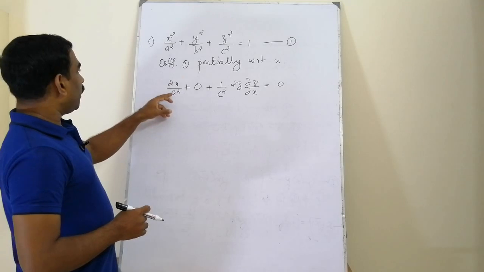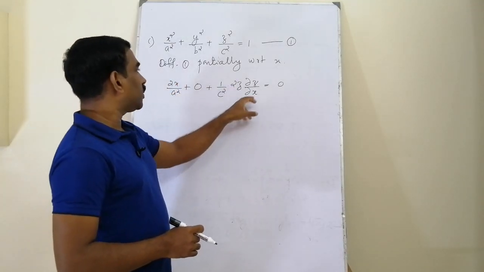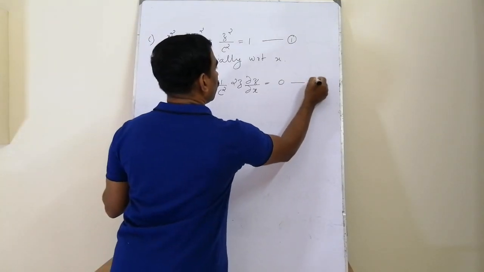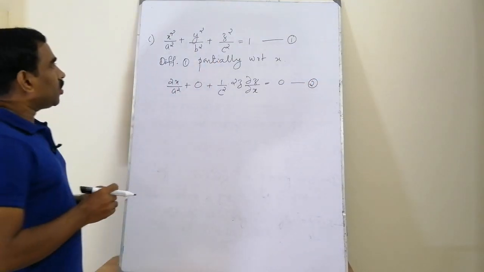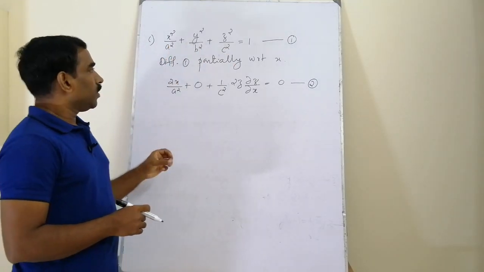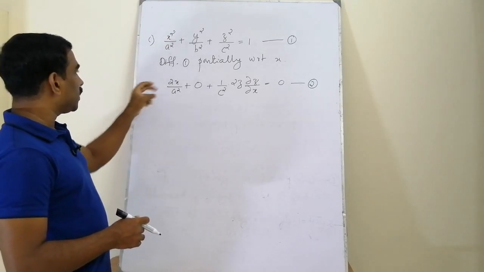So we have the first derivative: 2x by a square plus 1 by c square into 2z ∂z/∂x equal to 0. We call it equation number 2. Our aim is to eliminate these arbitrary constants a, b and c. See, the process is entirely different from our first two questions.